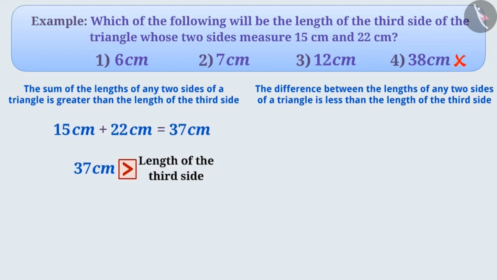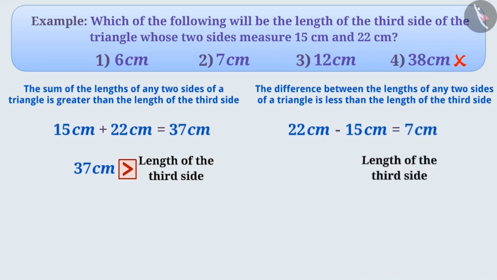We also see that the difference between the two sides of the triangle, 22 cm minus 15 cm, is equal to 7 cm. Therefore, the length of the third side cannot be 7 cm or less. That is, option 2 and option 1 are also the wrong answer to this question. As you know, the length of the third side should be more than the difference but less than the sum of the lengths of the two sides.